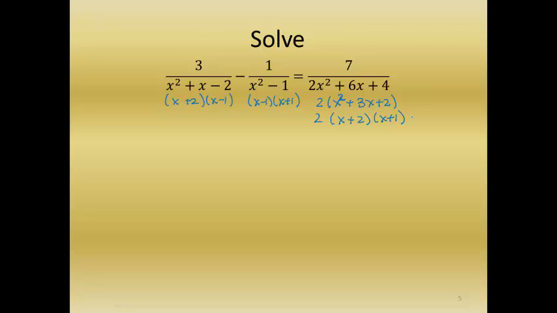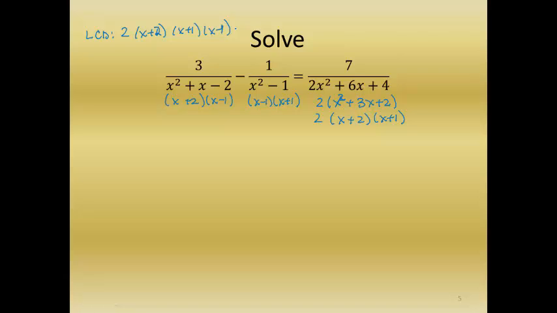So scanning the entire denominator, my least common denominator must represent the 2 that's in the last piece. I must represent an x plus 2. I must represent an x plus 1 and an x minus 1. So this is my least common denominator. It's not simple. It's 4 different pieces that must get represented.